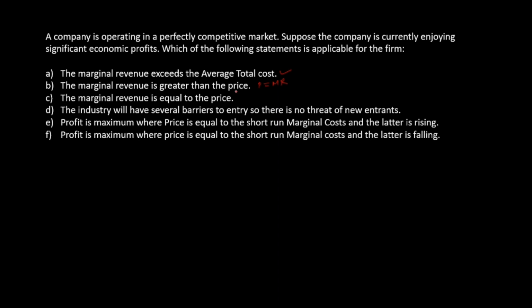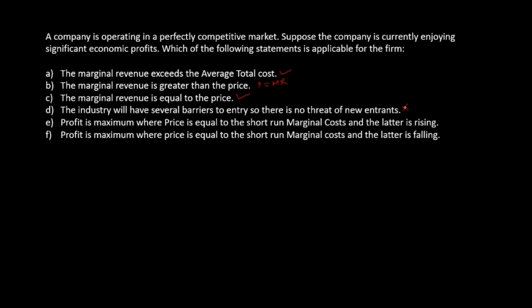So this is correct. Then moving on to option D, the industry will have several barriers to entry, so there is no threat of new entrants. This is absolutely incorrect because in a perfectly competitive market, and especially when the firm is enjoying significant economic profits, the industry is highly attractive. There are no barriers to entry and there is a potential threat of new entrants.